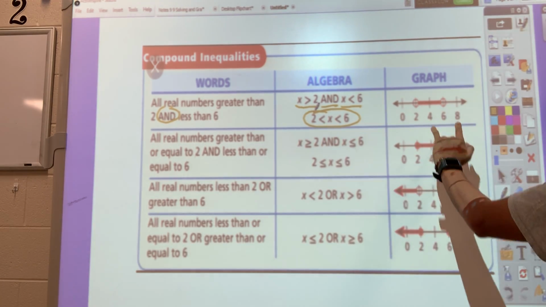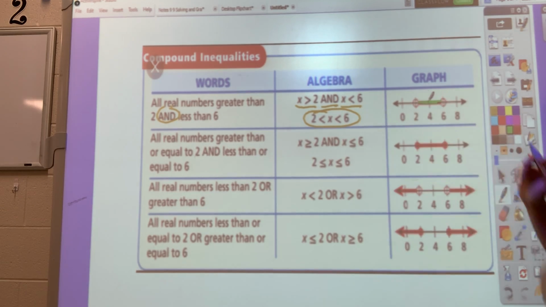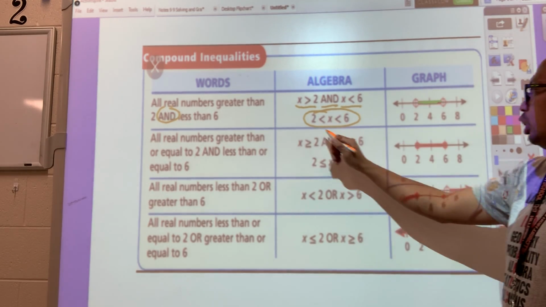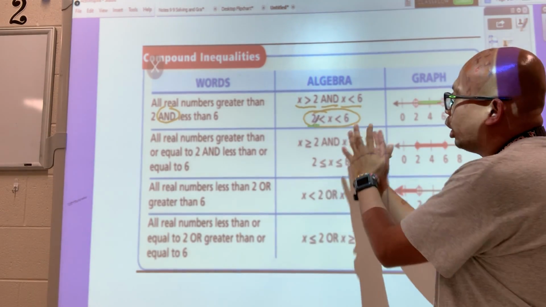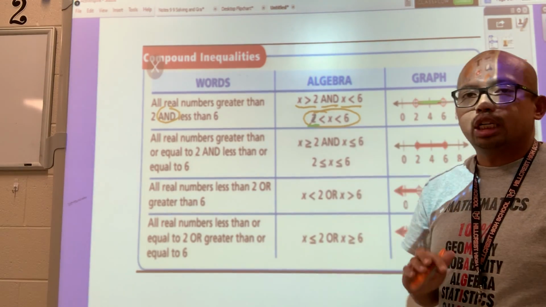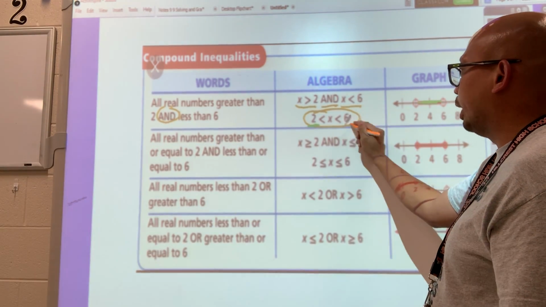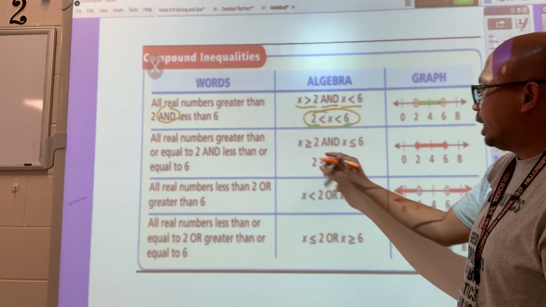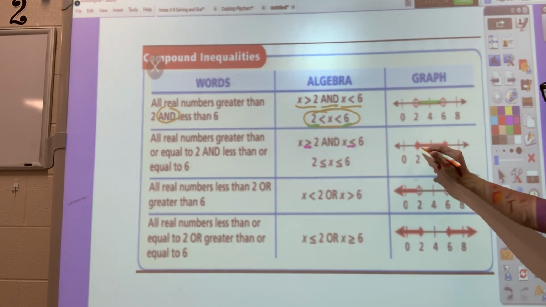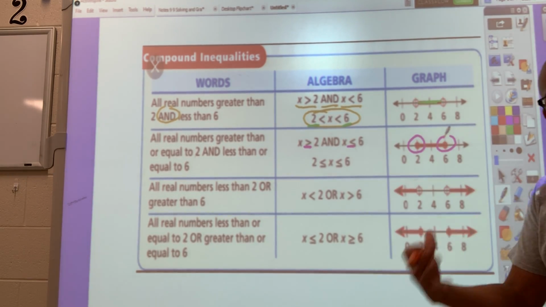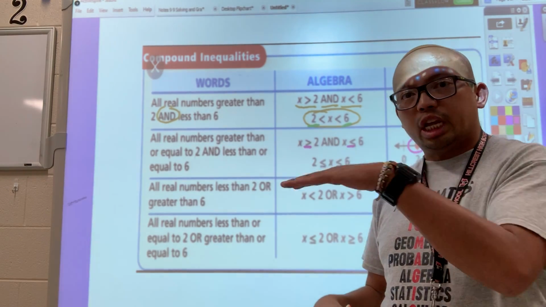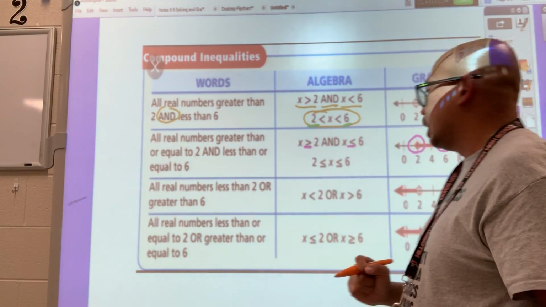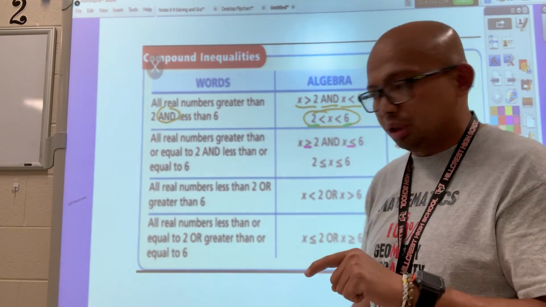When you graph it, you will see that it's shaded in between the range of 2 to 6. Also, I need to emphasize that the number on the left, 2, is the smaller number compared to the number on the right. And for this one, it's the same thing as that one, except there's an equal sign. If there's an equal sign, you will see that the graph is closed, which we learned from the previous video: if there's an equal sign under the inequality, we close that number. That means it's included as part of our solution.